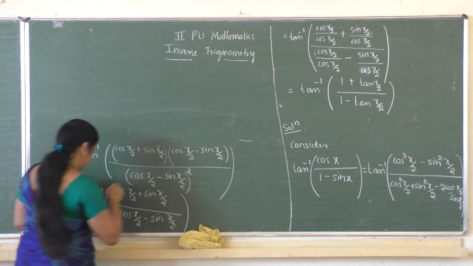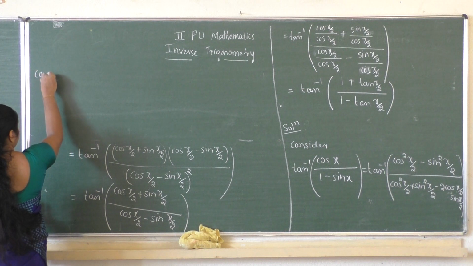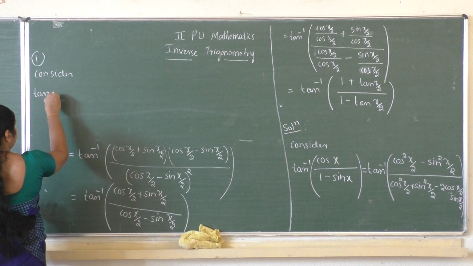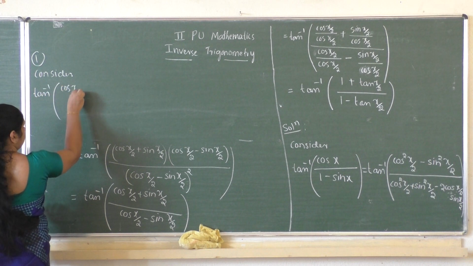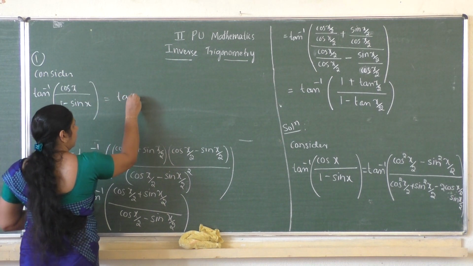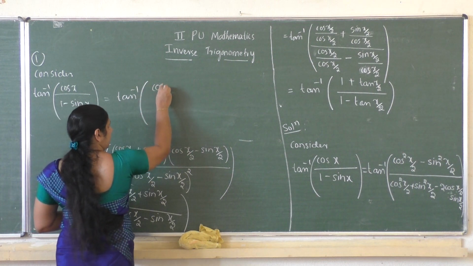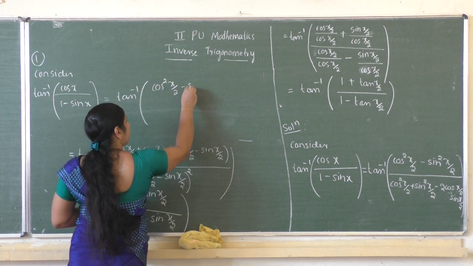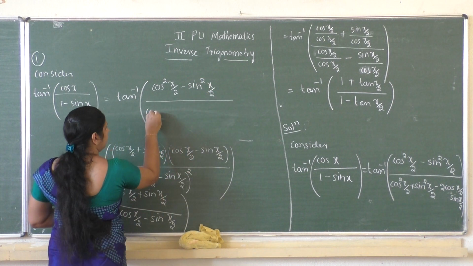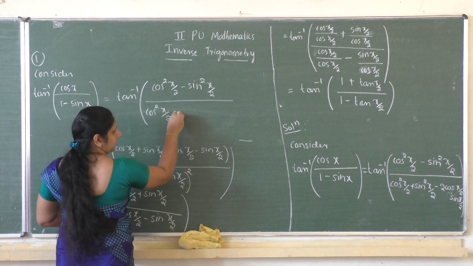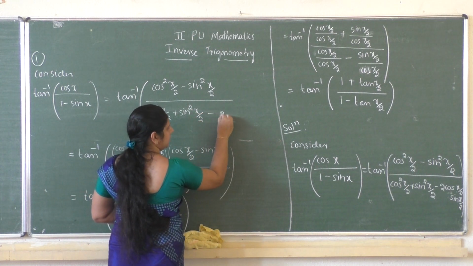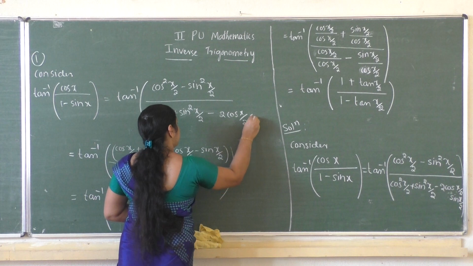I will write this term here, so that you can see it: it is cos x by 1 minus sin x, which is equal to tan inverse of cos square x by 2 minus sin square x by 2 divided by cos square x by 2 plus sin square x by 2 minus 2 cos x by 2 sin x by 2.